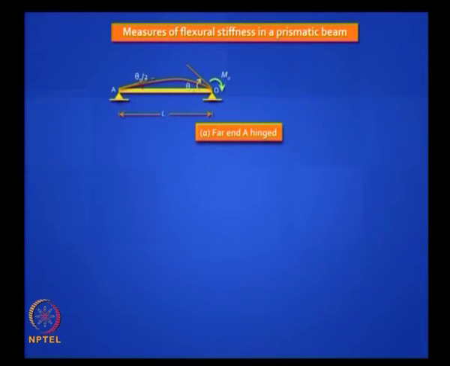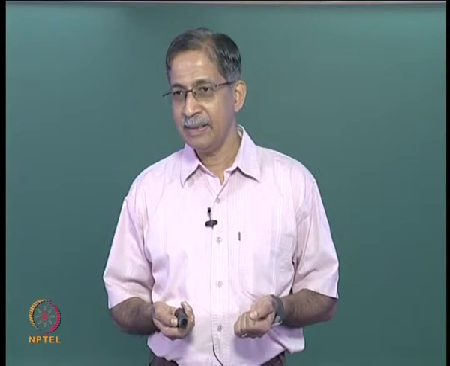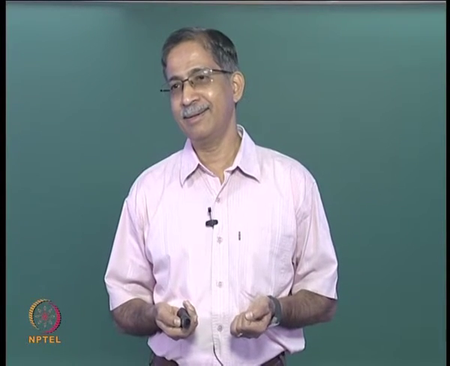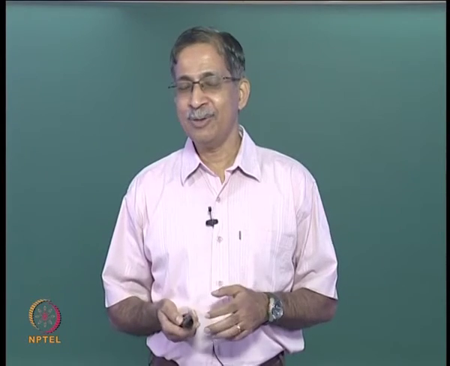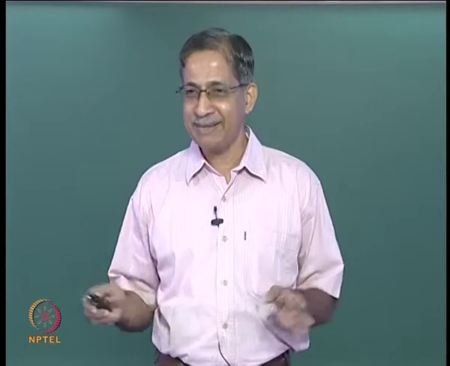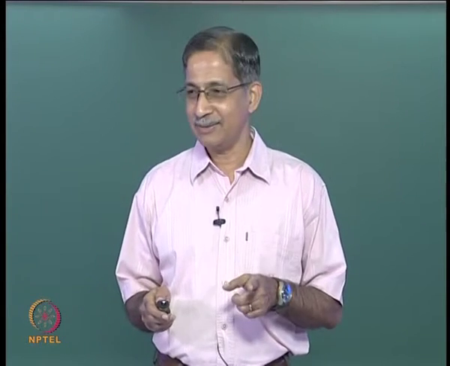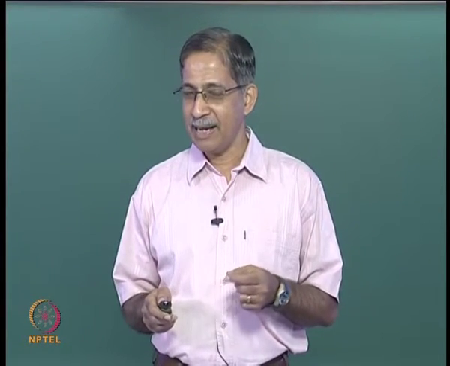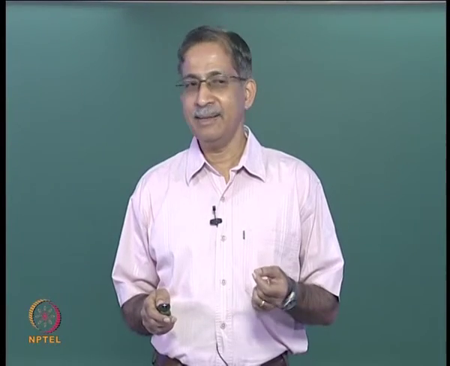You can get a relationship between m0 and theta, right? You just have to use the conjugate beam method. Can you tell me that relationship? m0 is equal to, or theta is equal to m0 by, come on. Okay, so I want you to learn some things and never forget them.